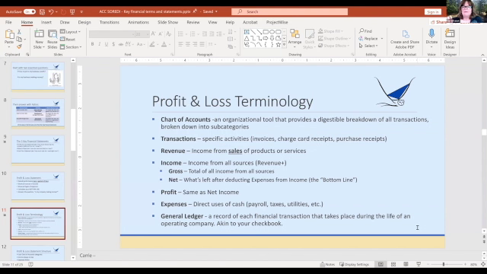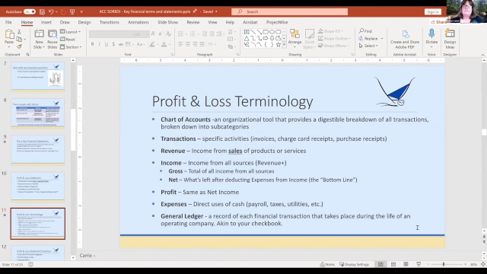Revenue is income from the sales of your product or services. And this is important because when we talk about ratios, we compare the health of your business's ability to make money based on its total revenue.